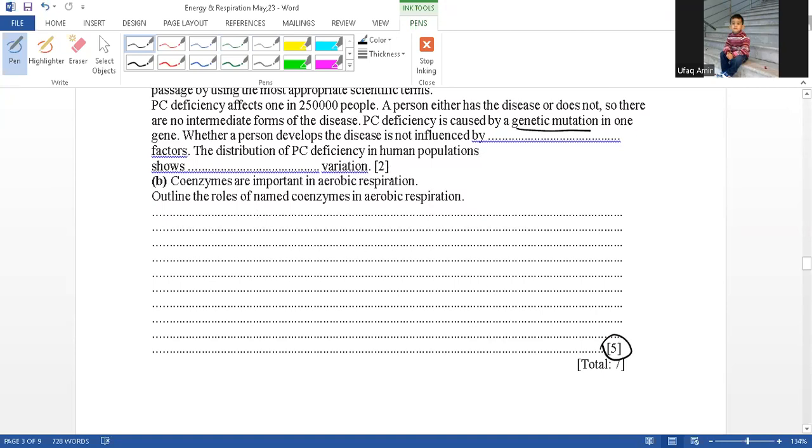Coenzymes are important in aerobic respiration. Outline the role of named coenzymes in aerobic respiration. Can you tell me about some named coenzymes and their functions? NAD, FAD. Excellent. NAD is a coenzyme. FAD is another coenzyme. And there is another one, that is coenzyme A. Excellent.